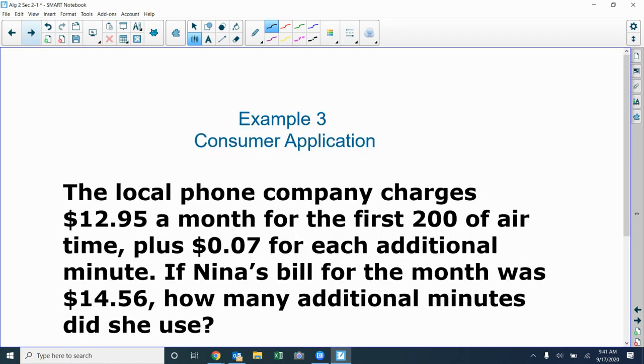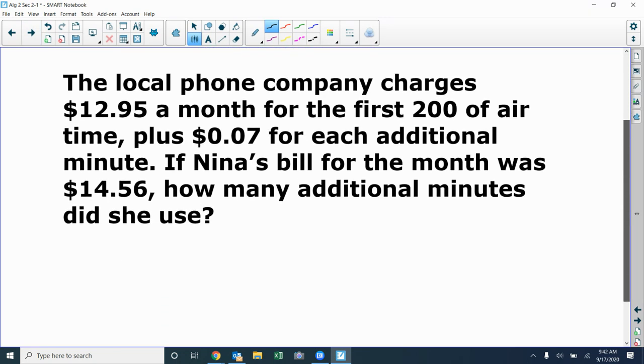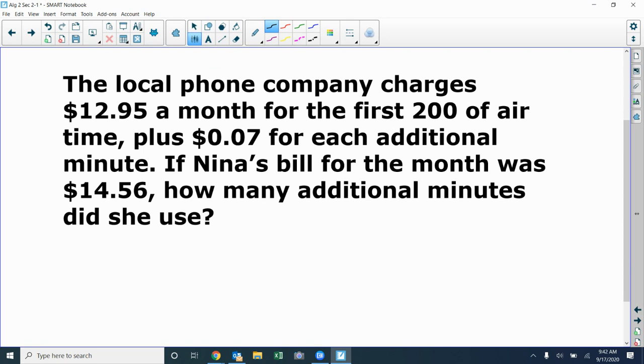All right, let's see if we can write and solve a simple algebraic problem. Here's where really the rubber meets the road. A phone company can charge $12.95 a month for the first 200 air time minutes, plus $1.07 for each additional minute. This is back in the day when cell phones first came out. This is how they charged you. You guys weren't even born yet, probably. That's okay. So let's look at some numbers.